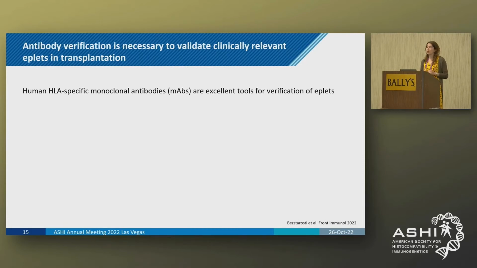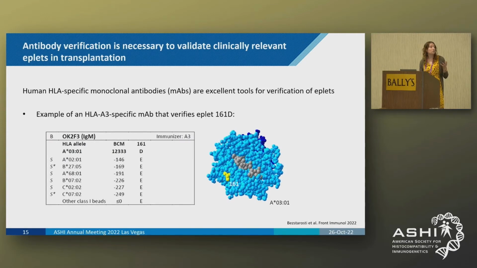So there are multiple ways for antibody verification that have been described in the HLA epitope registry. And human HLA-specific monoclonal antibodies, well, we think that that's really the best method to do it. And here we have an example of, for instance, an HLA-A3 specific monoclonal antibody that verifies the eplet 161D. So here we have tested this monoclonal in a single antigen bead assay. And we see here that it's really one bead, one allele that's positive, and that all the self alleles and also all the other alleles in the panel are negative.